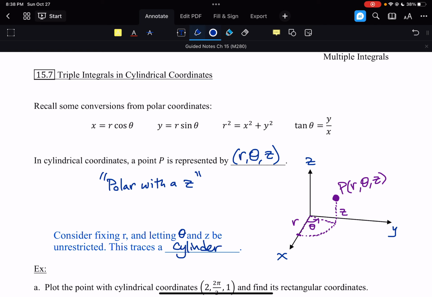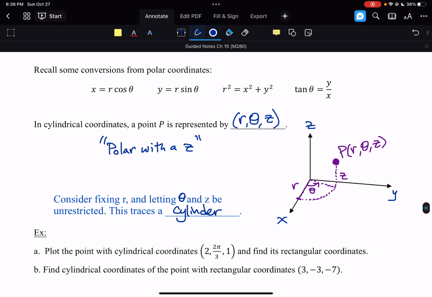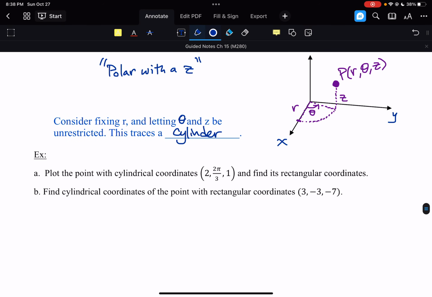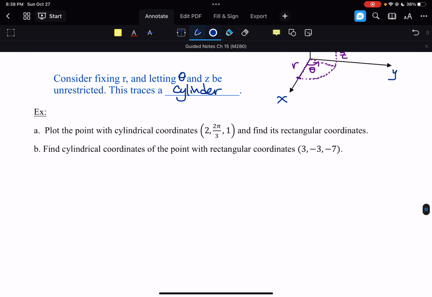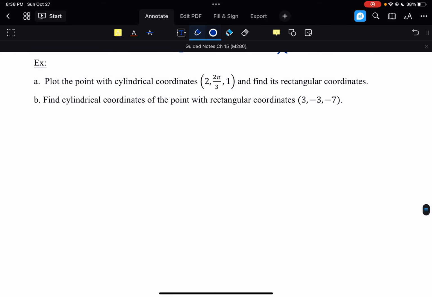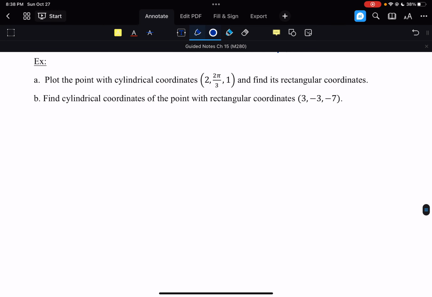So to start us off, before we get into the calculus of this, just a little bit of practice with the conversions here. Because it is just polar with a z, but I know it can get a little messy when you see 3 components or 3 coordinates here. So let's try a couple examples. For part A, plot the point with cylindrical coordinates 2, 2 pi over 3, and 1, and find its rectangular coordinates.